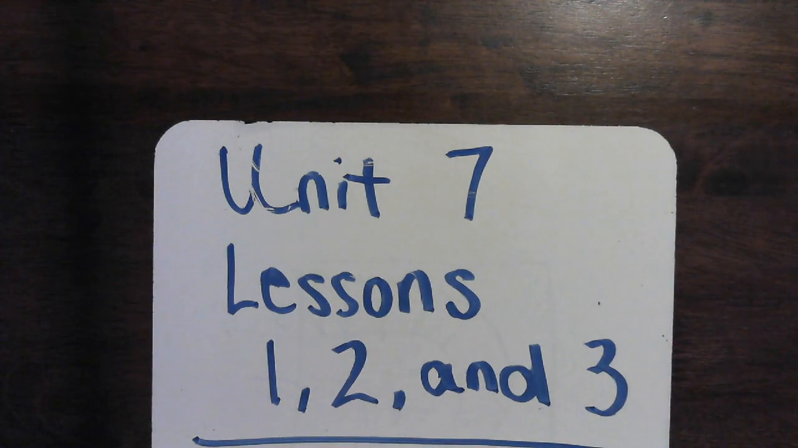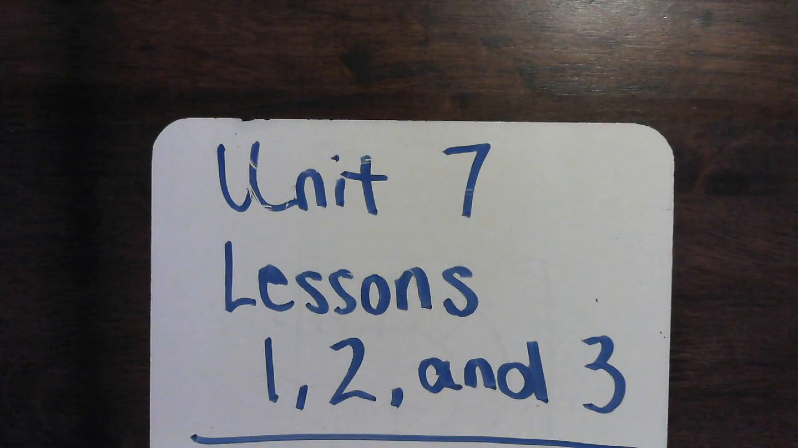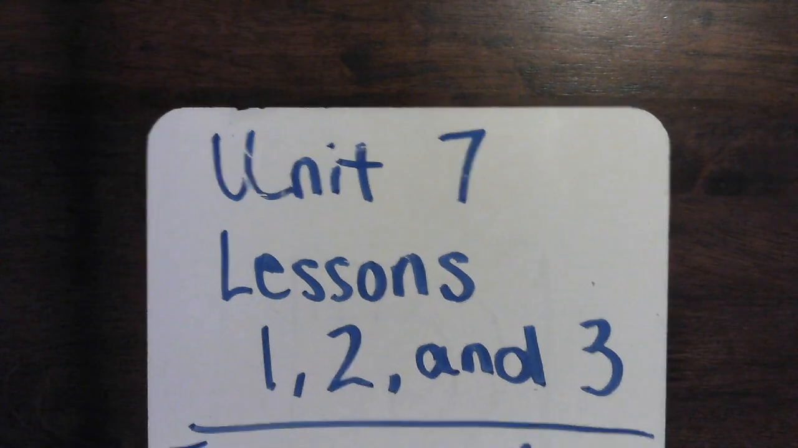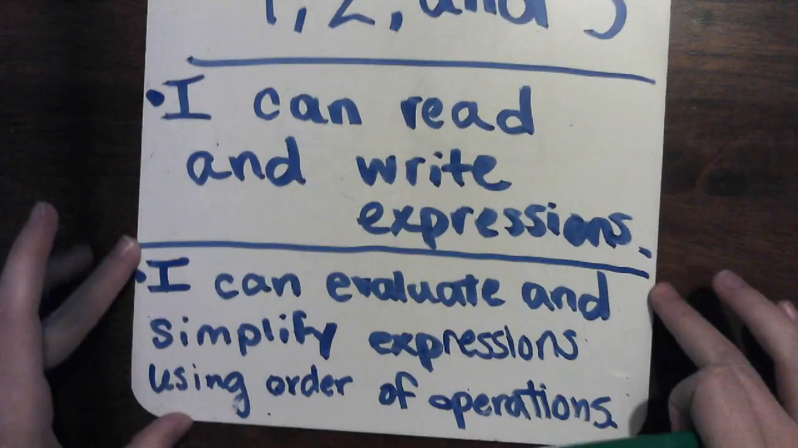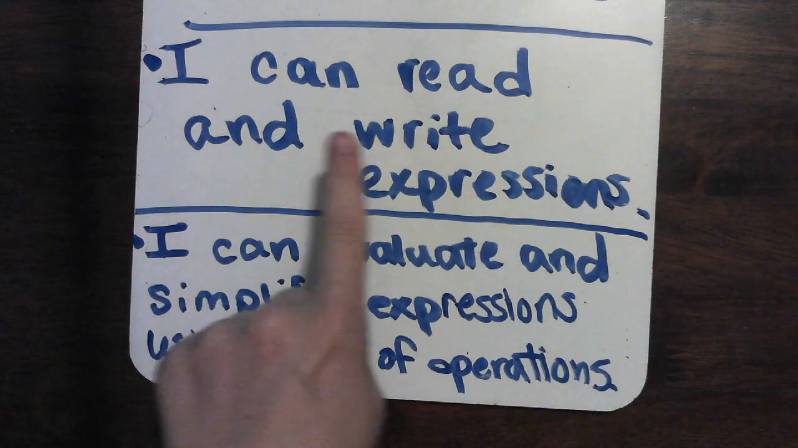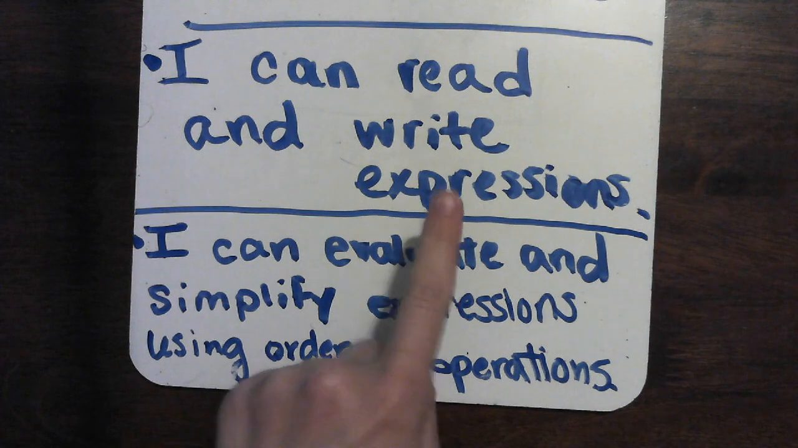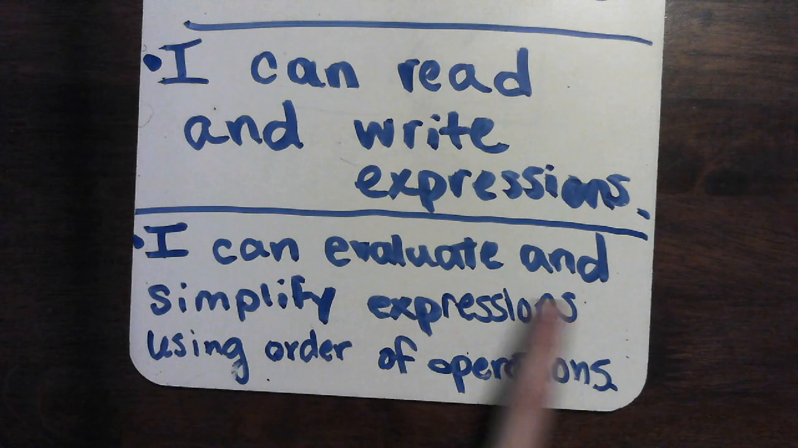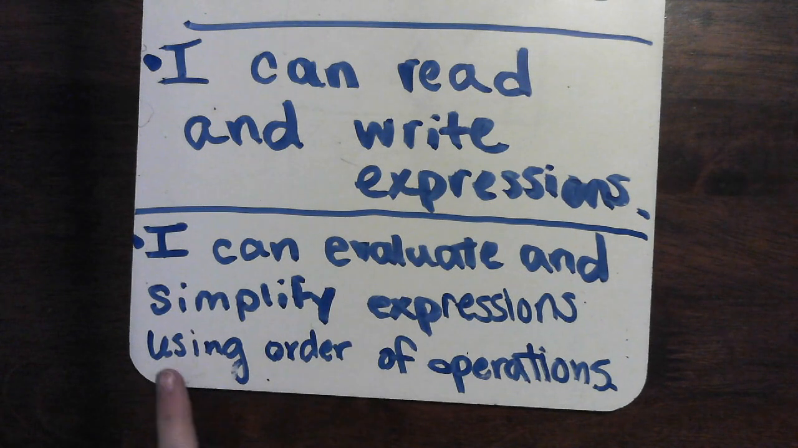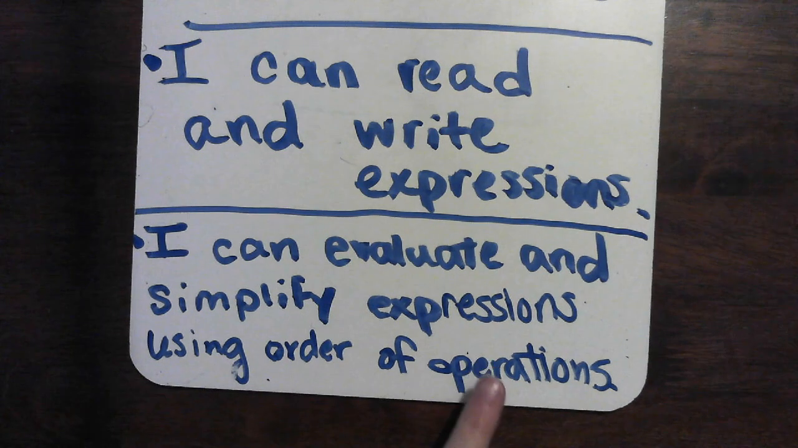This week we are starting Unit 7, and the first chunk of lessons we're going to do are lessons 1, 2, and 3. So there are two major learning targets we're going to work towards. The learning targets are I can read and write expressions. Remember, expressions do not have an equal sign. And also I can evaluate and simplify expressions using order of operations.